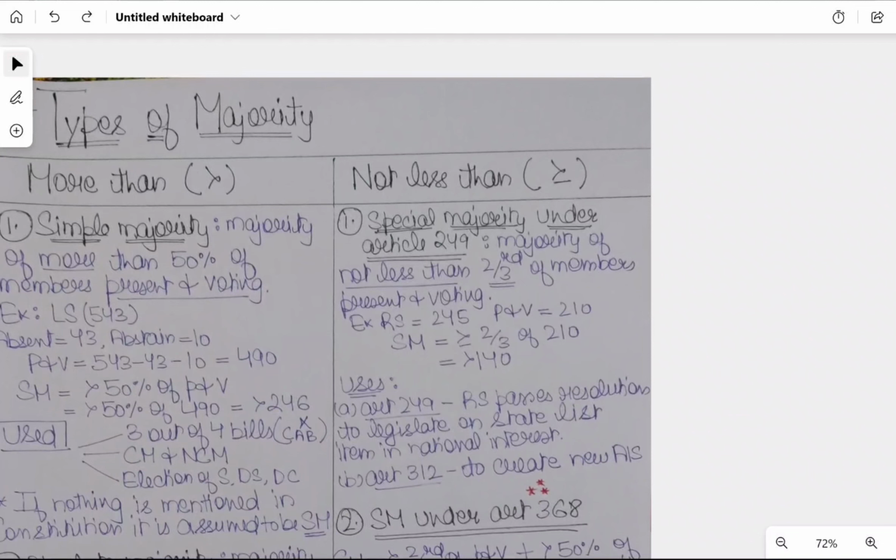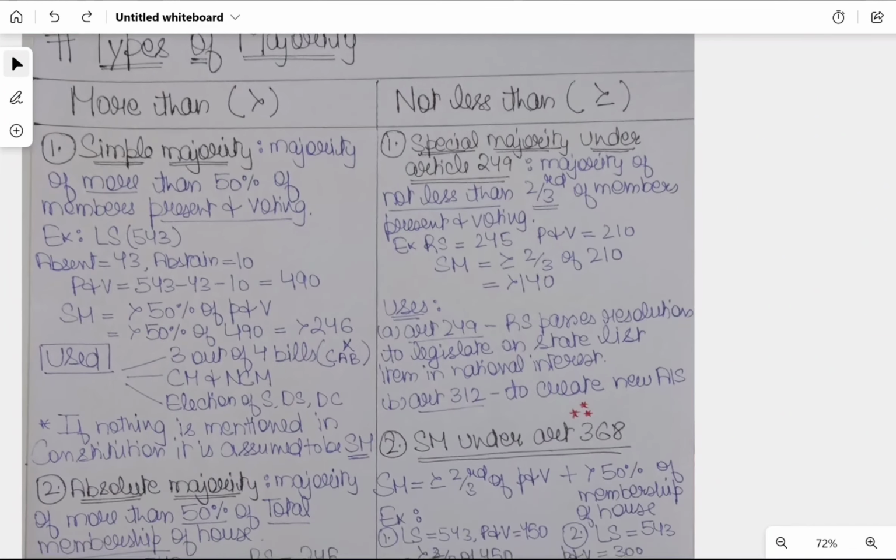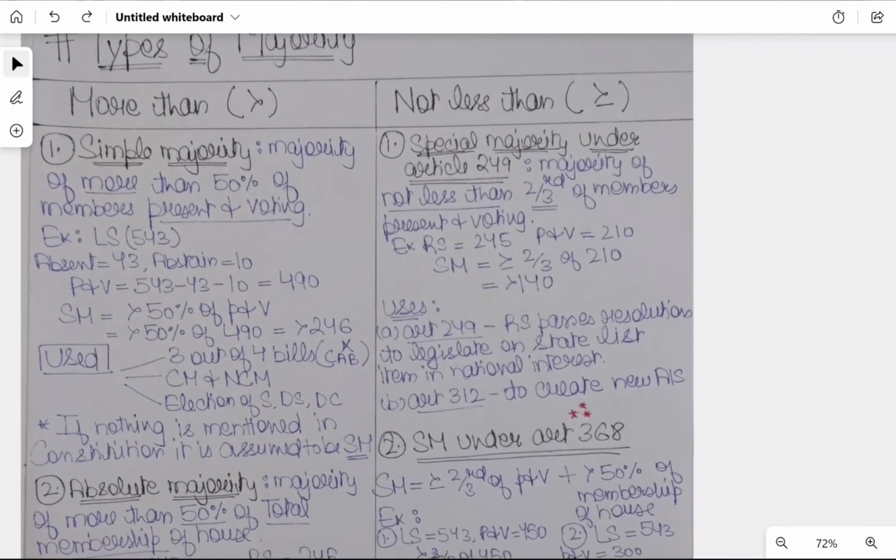Coming to the next type of majority, it is the special majority. First of all, special majority under Article 249. It is the majority of not less than 2/3 of the members present and voting. Example, Rajya Sabha is equal to 245, present and voting will be 210, and special majority will be greater than or equal to 2/3 of 210, that is greater than or equal to 140 members.